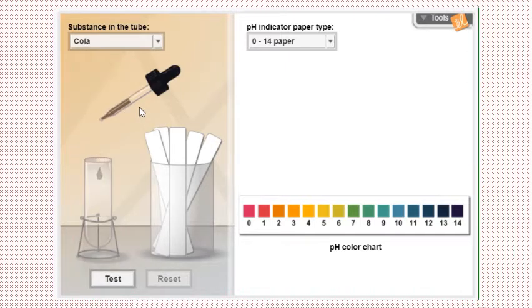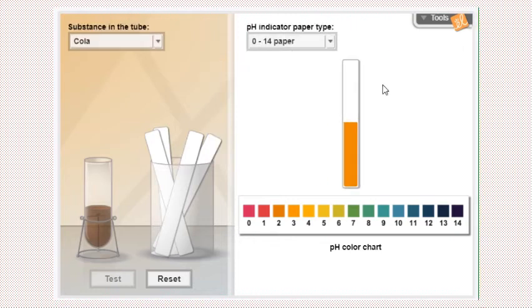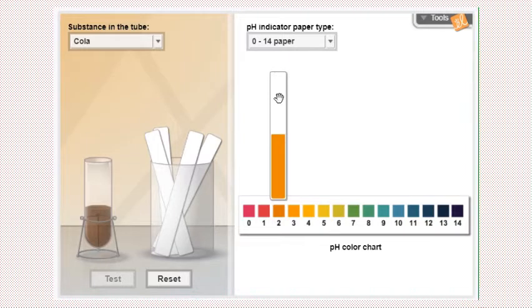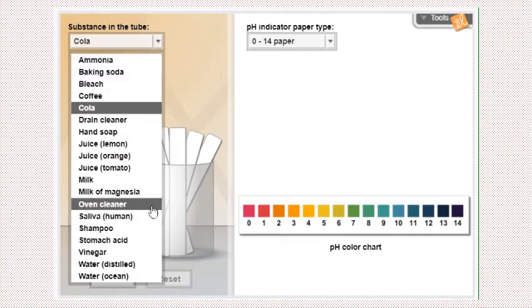Cola. Let's test it. Orange color. Let's compare the color to the chart. Cola has a pH equal to 2, so this is an acidic solution. Last example.